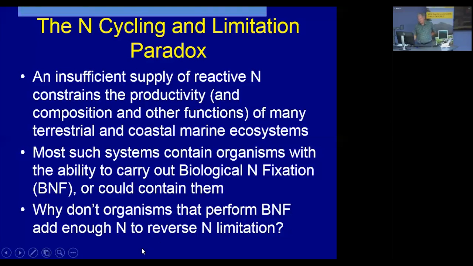So why don't organisms that can perform this biological process add enough nitrogen to ecosystems to, in the long term, reverse nitrogen limitation, or nearly so? It seems like since they're not constrained by nitrogen, they should add enough to where nitrogen's no longer a constraint, and they no longer have a competitive advantage.